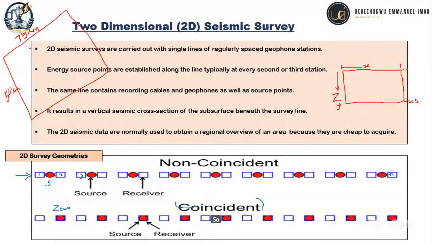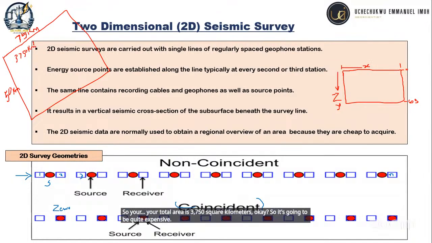So your total area is 3,750 square kilometers, okay? So it's going to be quite expensive to acquire. And you remember your petroleum geology, you're interested in subsurface structures, assuming this is a petroleum province and you have a block, let's say your OML10, as we discussed earlier.